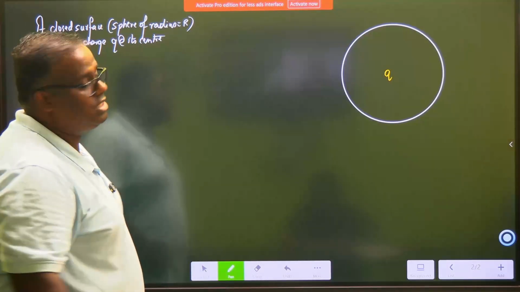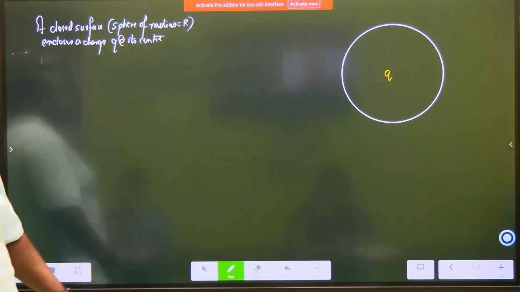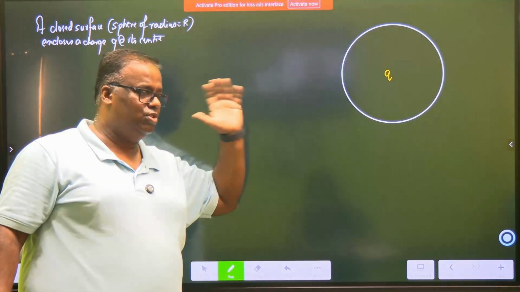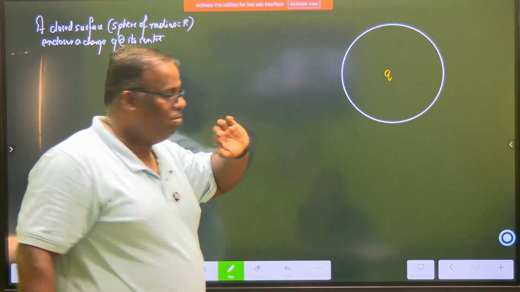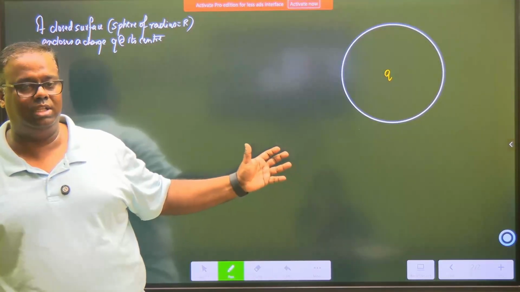Now the sphere itself becomes a Gaussian surface. Next we will talk about what a Gaussian surface is. So what happens, children? What is the use of this formula? There will be many scenarios where there will be charges which are scattered and you have to calculate the electric flux.